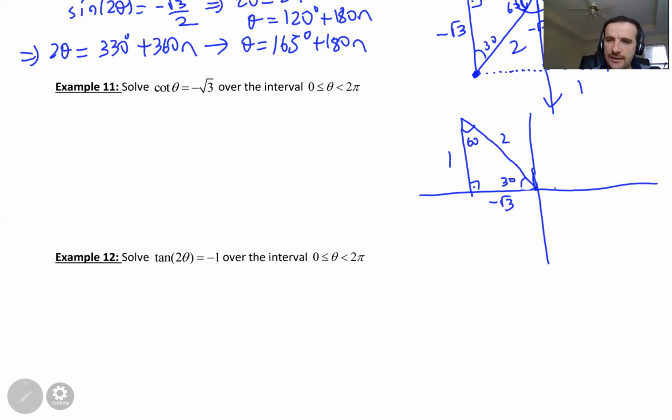So which angle is that? Again, we have to start from the x-axis and come here. So it is 180 minus 30. It is 150, right? So theta is equal to 150 degrees.